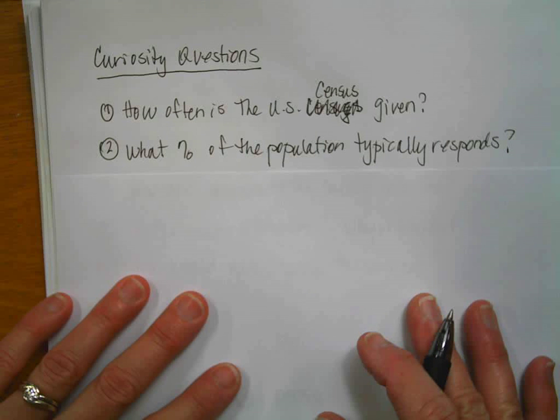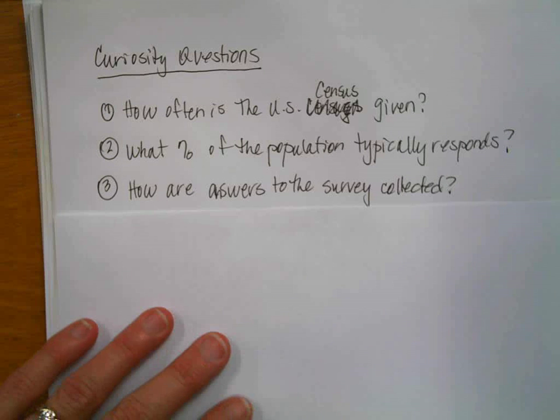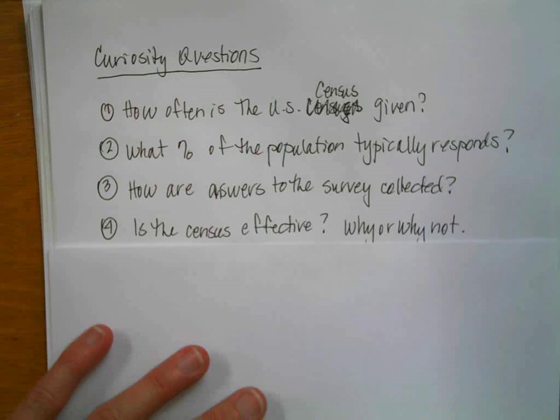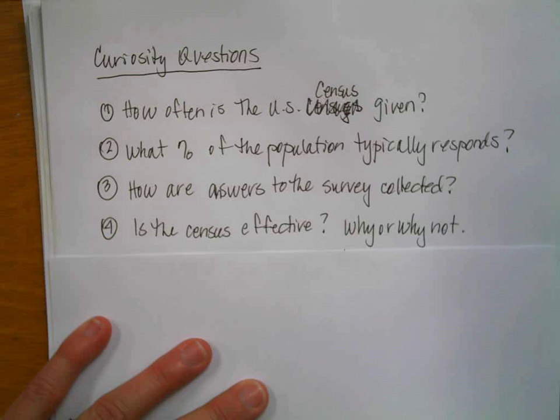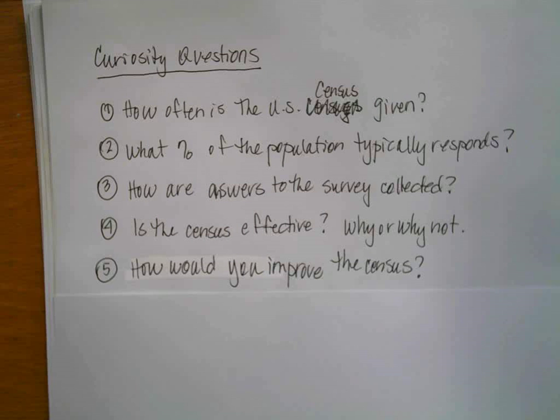What percent of the population typically responds to the U.S. Census? How are the answers to the survey collected? So how does the U.S. Census get answers to the questions that they are asking? Number 4, is the census effective? And then if you choose an answer, then you have to say why or why not. Number 5, how would you improve the census? And so those are your 5 curiosity questions.